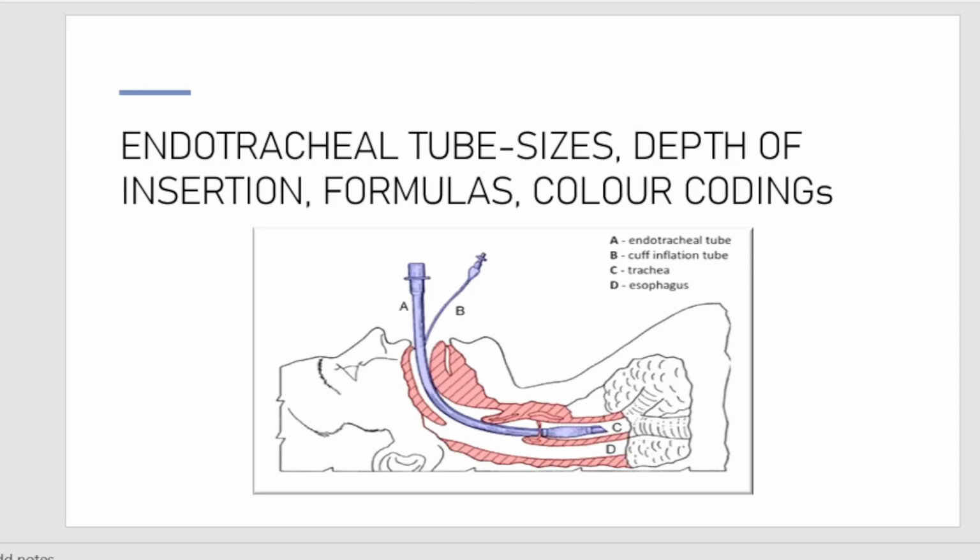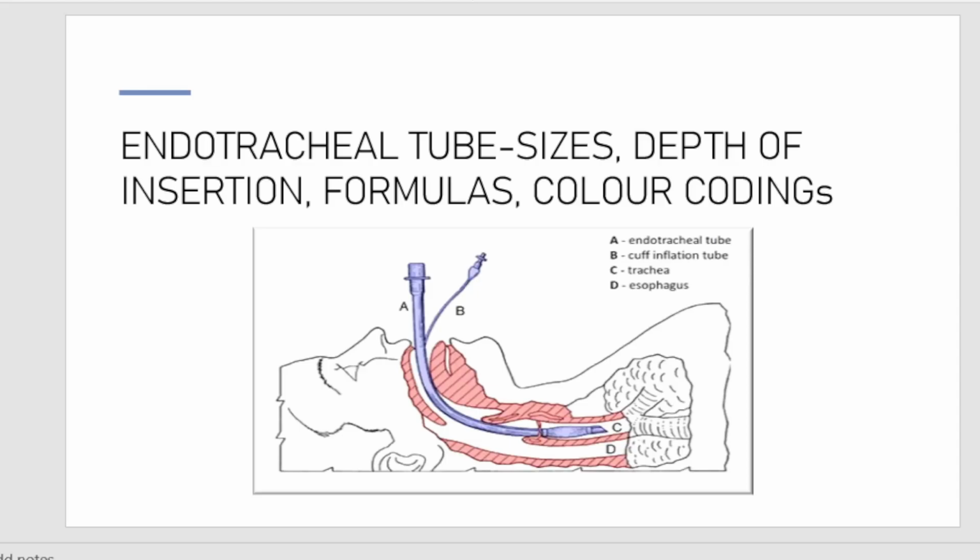Next, coming to another topic, the endotracheal tube and its sizes, depth of insertion, formulas, and color coding. We all know endotracheal means, endo means inside, and the procedure is known as intubation. Intubation means the process of insertion of the endotracheal tube. The endotracheal tube is a flexible tube inserted through the mouth or nose into the trachea in order to maintain airway patency, to provide mechanical ventilation, and to ensure adequate oxygenation. So this is about the endotracheal tube, and the process of insertion is known as intubation.